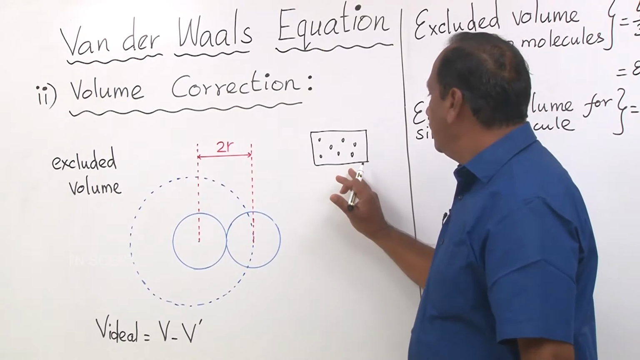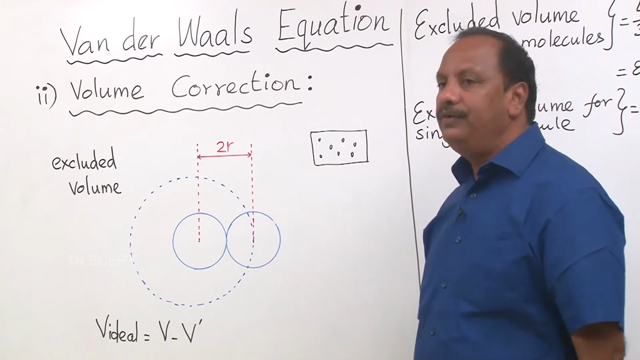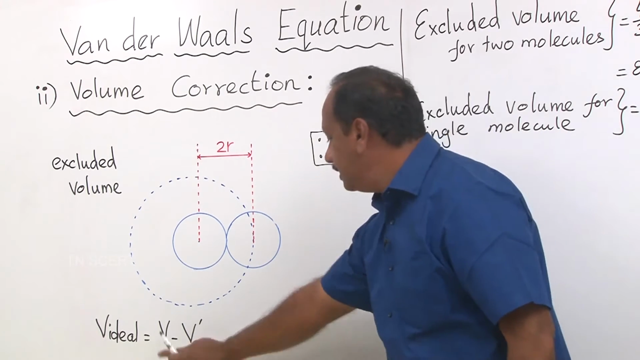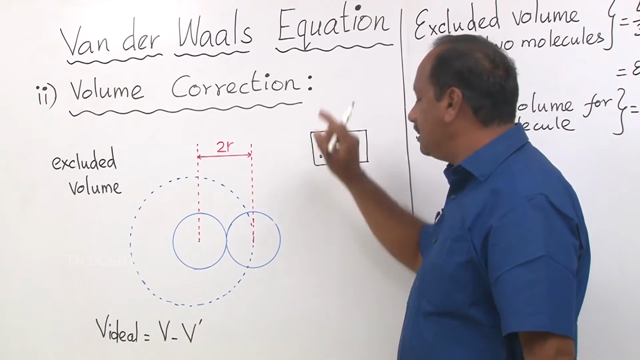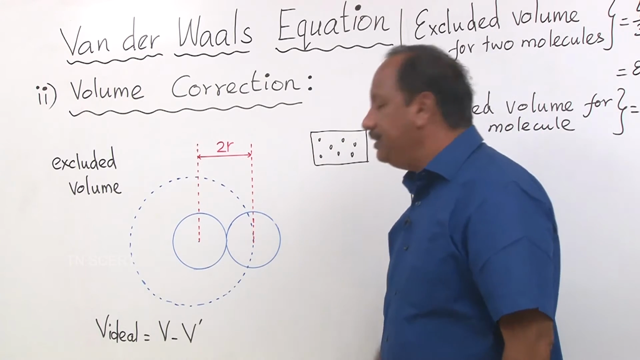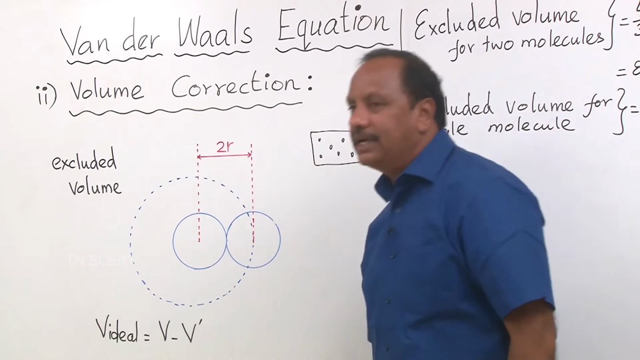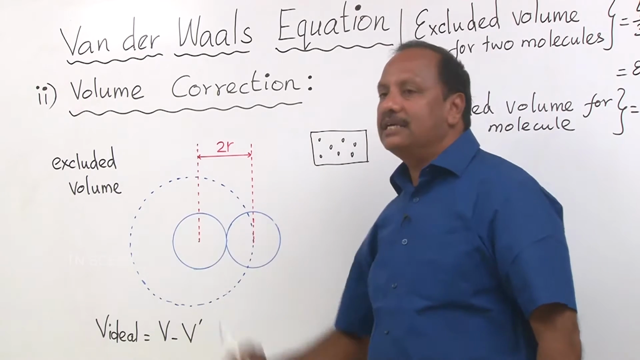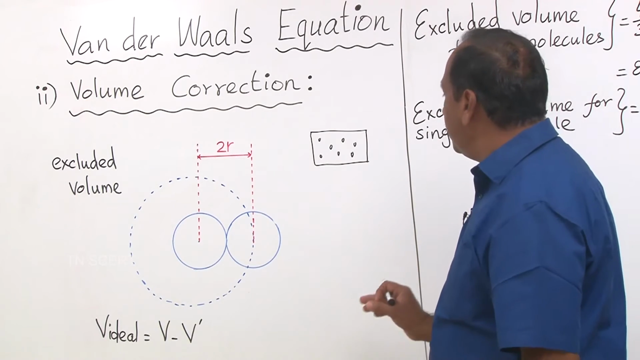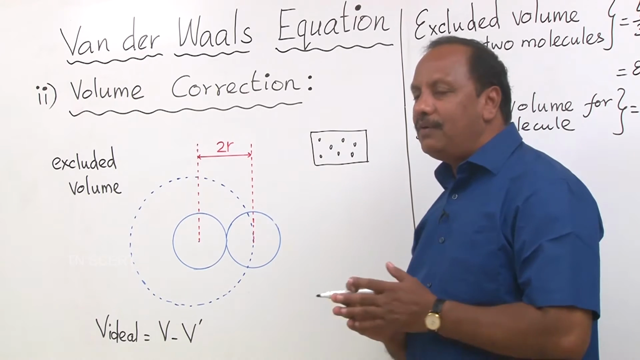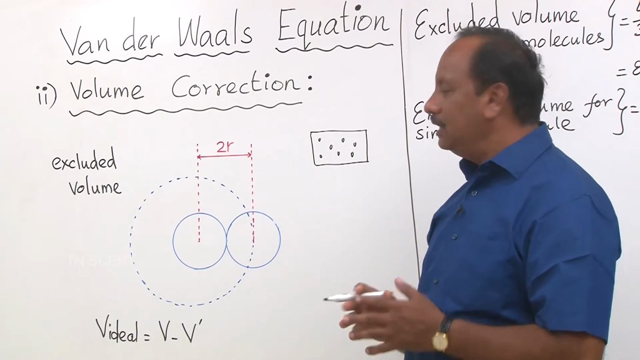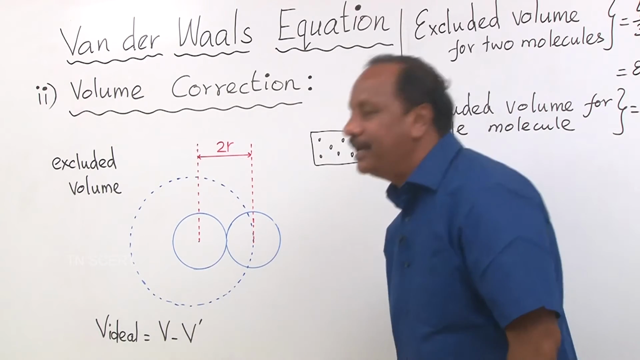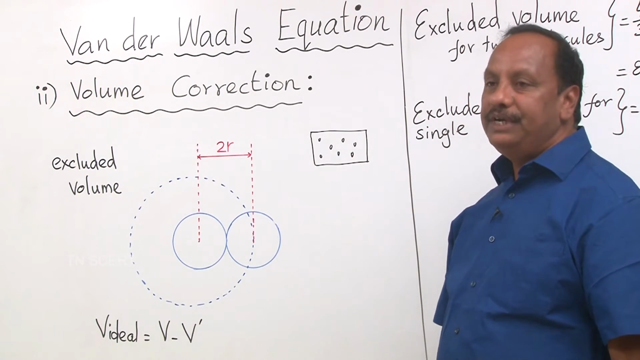Let us consider a container with a volume of V liters. So, V is the volume of the gas. V dash is the volume correction. V minus V dash is the ideal volume of the gas, that is V ideal. Then what is V dash? That is the excluded volume. What is excluded volume? This is the volume available for the free movement of the molecules, that is equal to the volume of the container, that is equal to the volume of the gas minus the volume correction V dash.